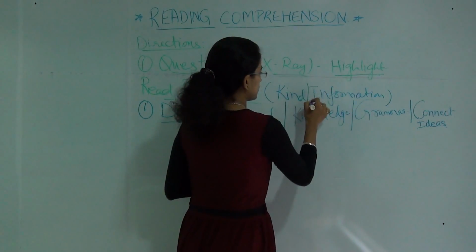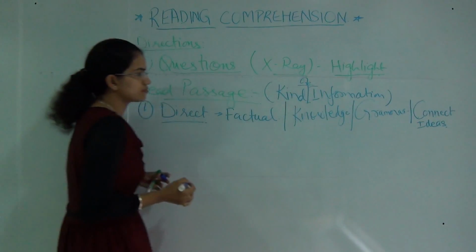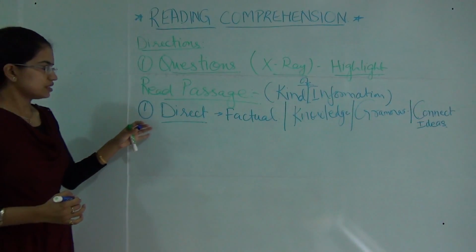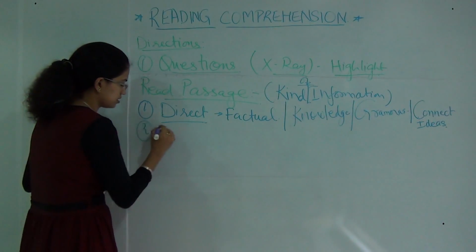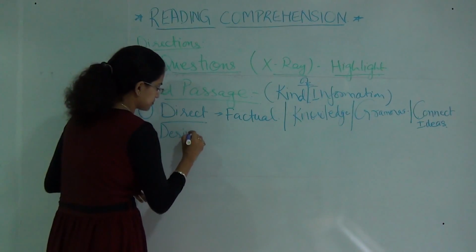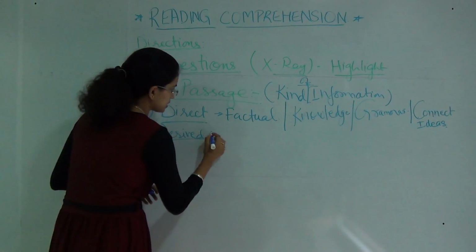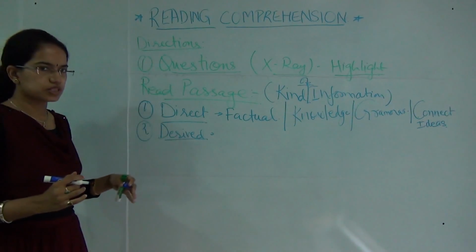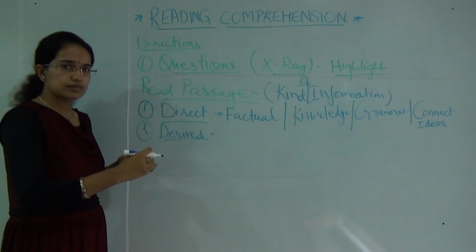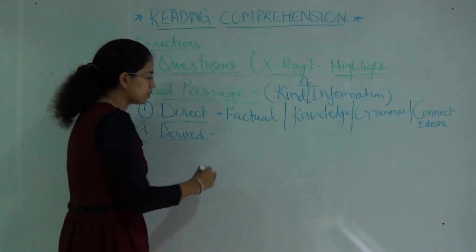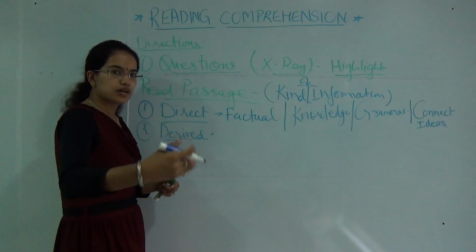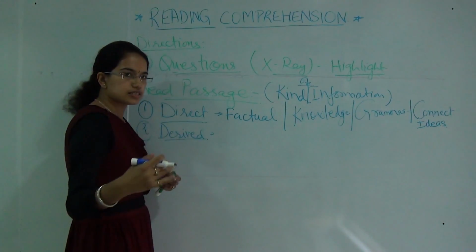What we are trying to understand here is the kind of information that is asked in the questions. First is the direct information. The second is the derived information. Derived information means that when you are reading the passage, you try to understand it and, based on that, you derive an answer to the question.